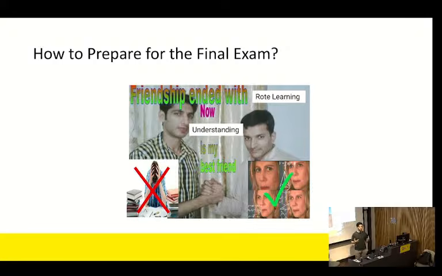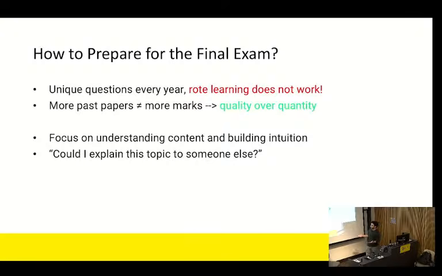And if you've had a look through the past papers already, hopefully you've got an idea of that, that Torsten doesn't reuse questions. He makes unique questions every single year, which means if you're trying to rote learn the content, you're going to find it very hard in the actual exam when you have to come up with your own unique solutions. So just a bit of a summary of what I just said: unique questions every year. Rote learning does not work. If you try rote learning, you're going to find it very difficult come exam time.